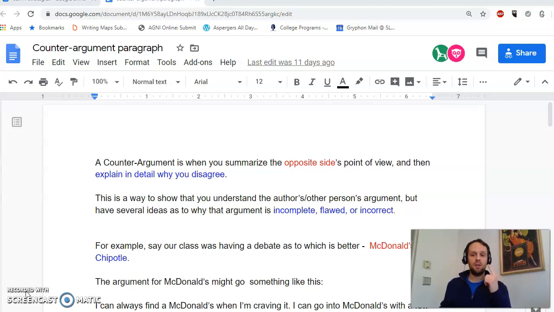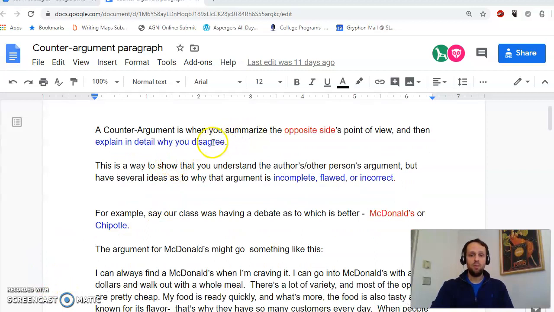So we're still going to argue that it's a bad idea, but what we're going to do is explain the other point of view. So those who believe it's a good idea, this is what they believe, but then I'm going to explain why they're mistaken, or why I believe they're wrong. And so let's walk through this. That's the basic idea of a counter-argument. You're summarizing the opposite point of view, and then you're explaining why you disagree.